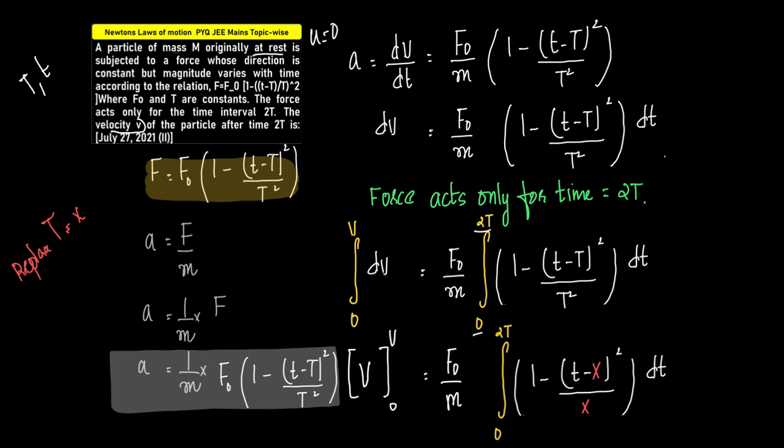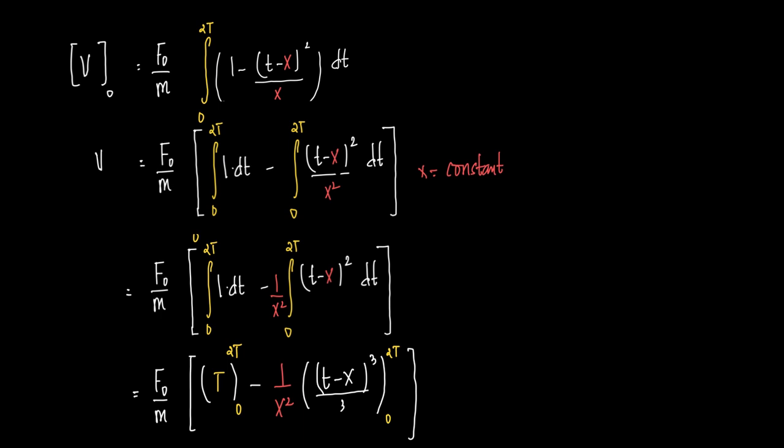Give me a minute. So we know that the integral of dv is v, varying from 0 to v, f0 by m into (1 minus t by x) the whole square. I've just borrowed the previous equation since I started afresh. Now since there are two parts within this fraction, I'll split this integral into two, 0 to 2T, 0 to 2T. First will be for 1 dt, second will be for (t minus x) the whole square by x square. Okay, my bad, it's not x, it is x square dt.